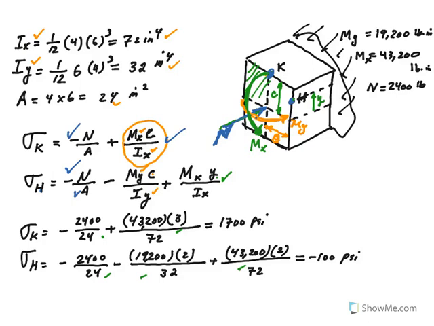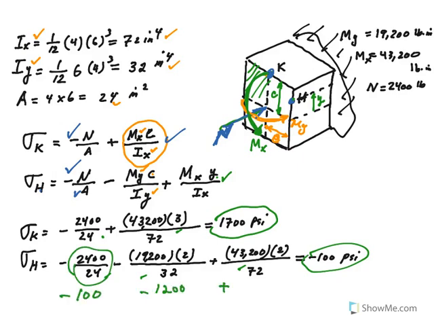You see that actually sigma K is much larger than sigma at H. Actually, this becomes minus 100 here, and this becomes 1200, minus 1200, and this actually becomes 1200. So in a way, they cancel one another. Okay, so that takes care of the normal stress.